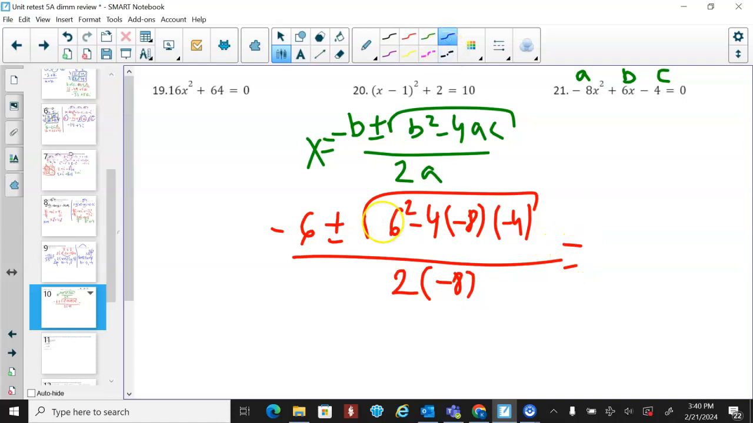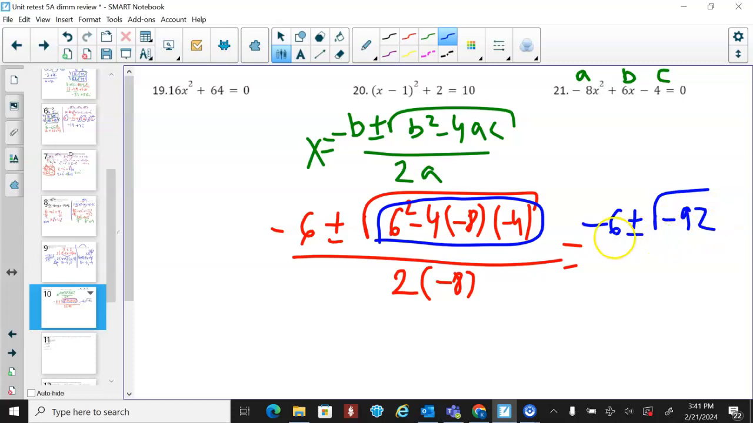Okay, now you're only taking what's underneath the radical and putting it into the calculator. So you're repeating the negative 6 plus or minus. Now, when you put all of this, 6 squared minus 4 times negative 8 times negative 4, into the calculator, you should get negative 92, okay? And then 2 times negative 8 is negative 16. Now, this is negative, which means i, okay? Right there. So I'm going to rewrite it here. It's negative 6 plus or minus. Now, square root of 92 is 2 root 23. I also have an i there.